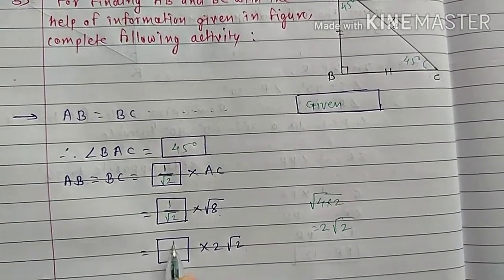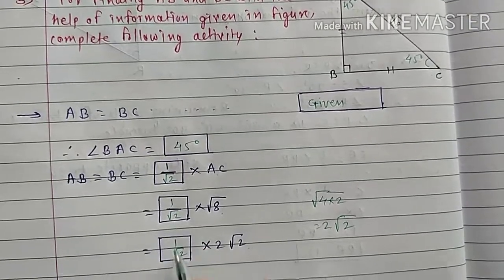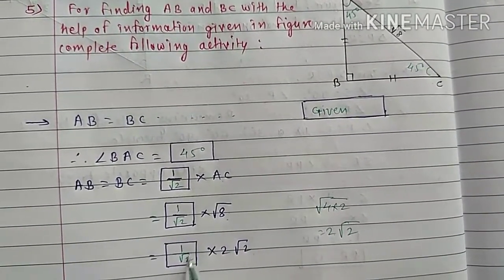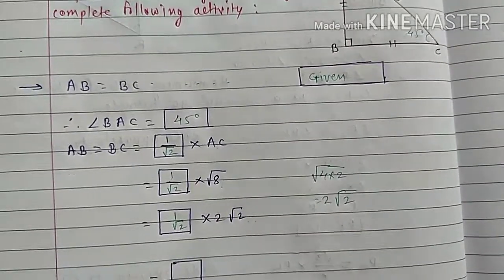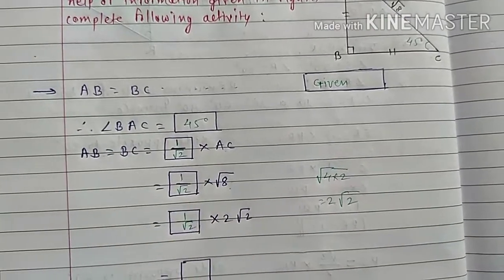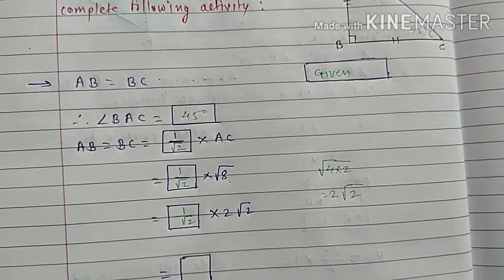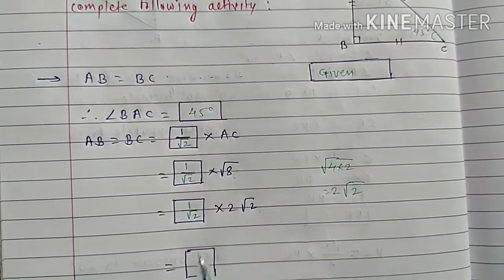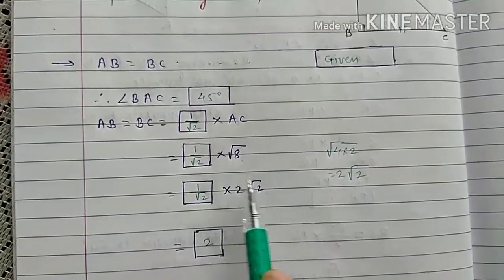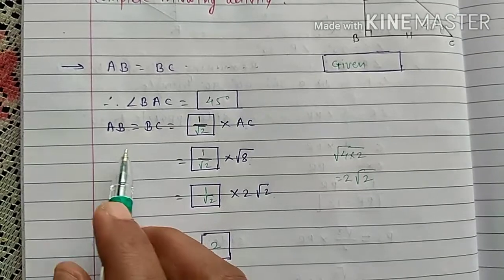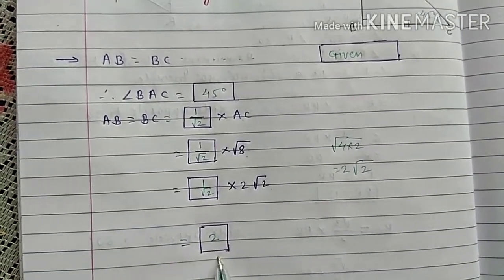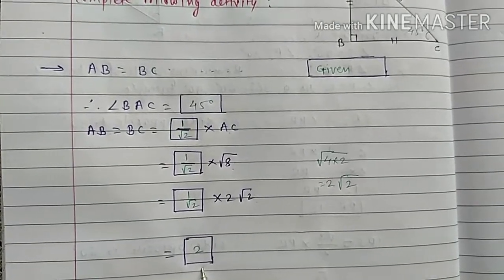So here it remains the same, 1 upon root 2. So root 2 gets cancelled. So therefore AB upon BC is equal to 2, because root 2 gets cancelled. So 1 into 2 is 2. So therefore AB is equal to BC is equal to 2. Understood? Thank you.